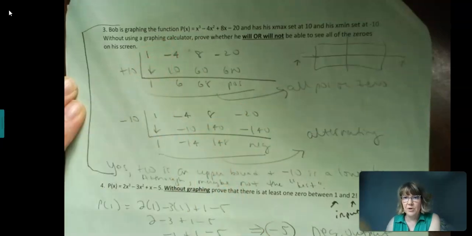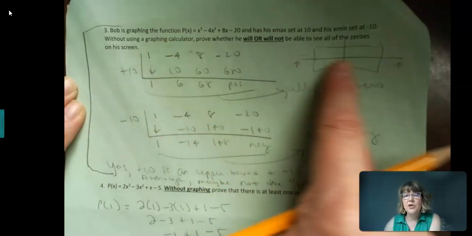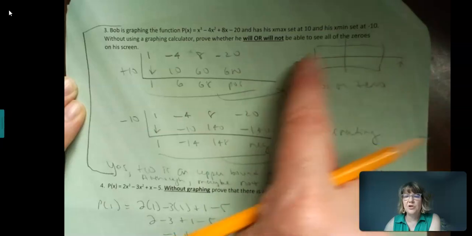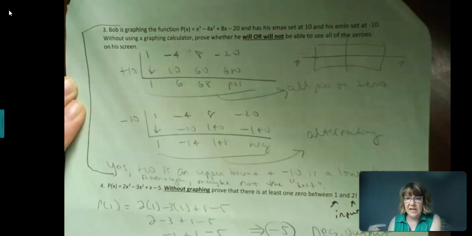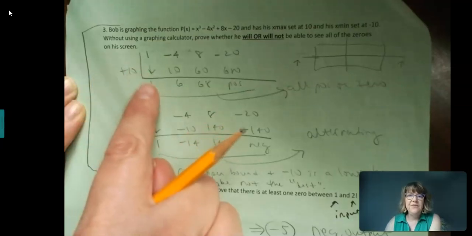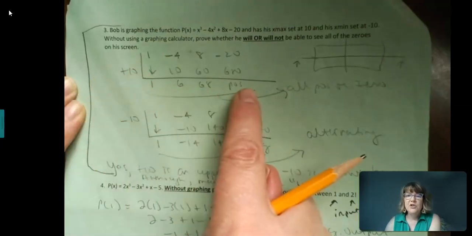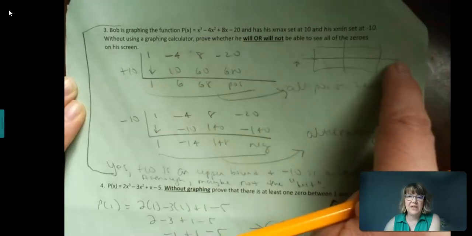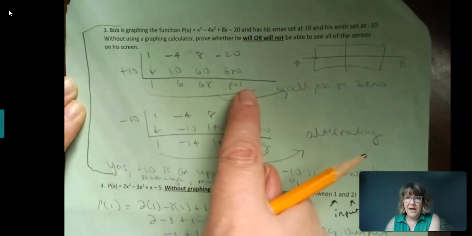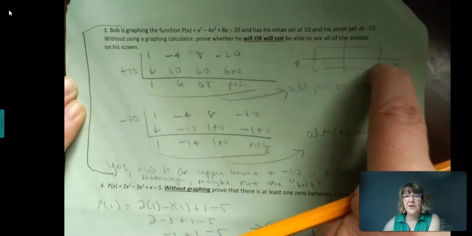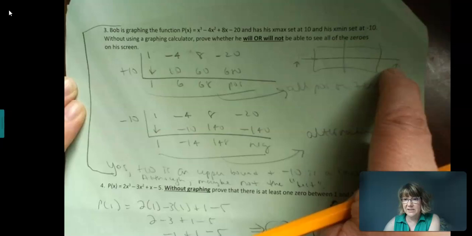One way to find upper and lower bounds, which means you know you're going to see all the zeros on your screen, either in Desmos or on a TI, is you do synthetic division. And if the output is all positive, you know that there's no more zeros after that. So positive 10, when I do synthetic division, I get all positives. That tells me that my cutoff of 10 is going to show me all my zeros, okay?